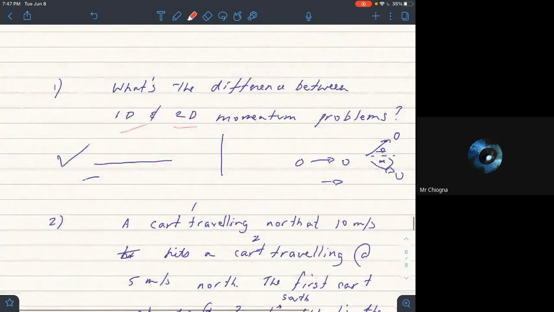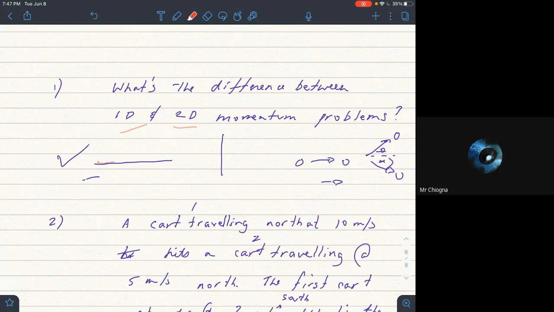So, first of all, the difference is that one dimension is just that, all along a single axis. That means that all the objects are either headed north or south. There's no east combined with north or south. All the vectors are parallel. As opposed to 2D, where you could have one object going north, another object going west.